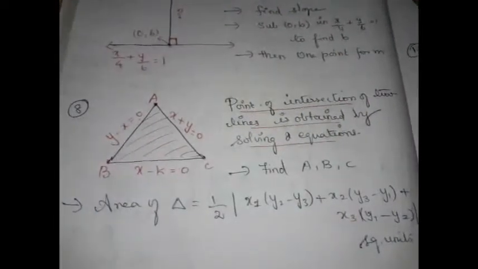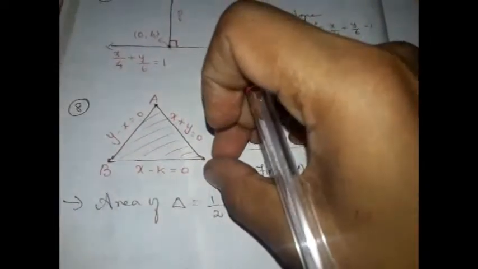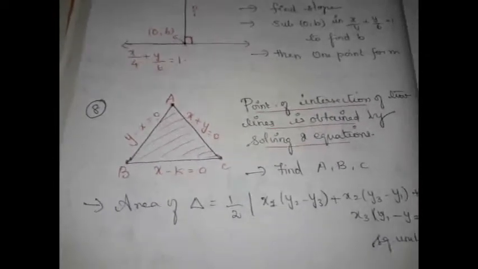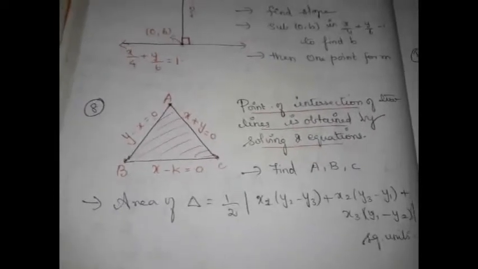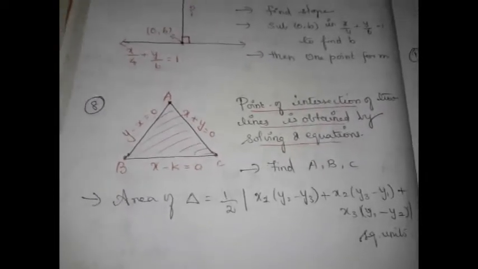So obviously while you are solving these two equations, you will get x and y values in terms of k only. Similarly, when you are solving these two equations, you will get in terms of k, and hence the area will also be in terms of k only. Right? Hope you understood. It's an easy problem only. Let us move on to the next question now.